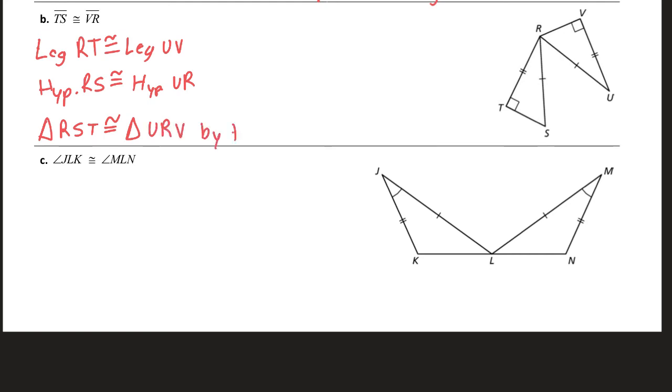by, and that's going to be hypotenuse leg, because we have a right angle and we have a hypotenuse congruent to a hypotenuse, a leg congruent to a leg. So those are congruent. So these segments, TS, I'm going to use 3 markings, and VR are congruent because corresponding parts are congruent.